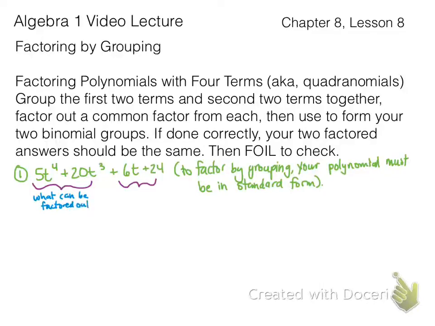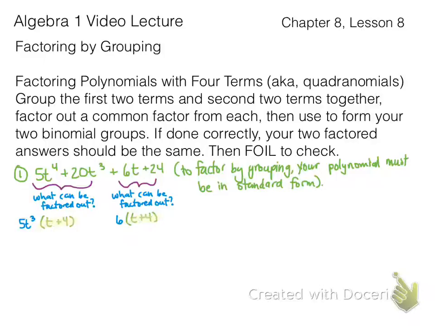And what can be factored out? Well, 5t to the third can be factored out of 5t to the fourth plus 20t to the third. So if I were to distribute that 5t to the third to the t plus 4, I'm going to get the original two terms. What can I factor out of the next one? Well, I can factor out a 6, left with t plus 4. So do you notice how that t plus 4 and the t plus 4 are exactly the same?